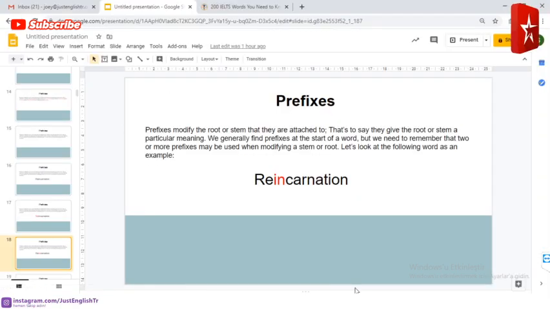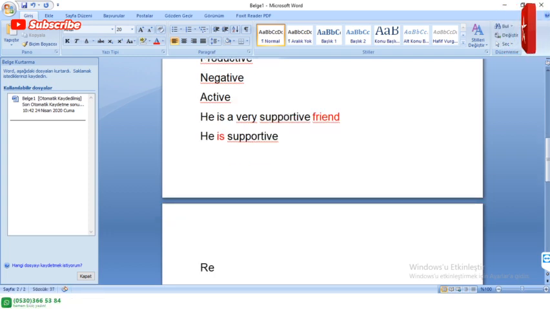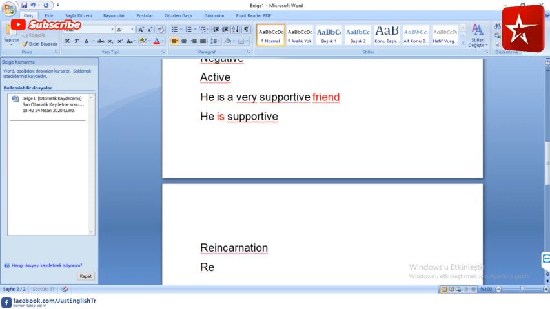Let's have a look at some examples of those. Reincarnation, we'll put that down here. Reincarnation. Now, re here actually has many different meanings. Very good, Mustafa. Okay, I've just got your message. Thank you very much, Fati. Here, in this sense, re means again.